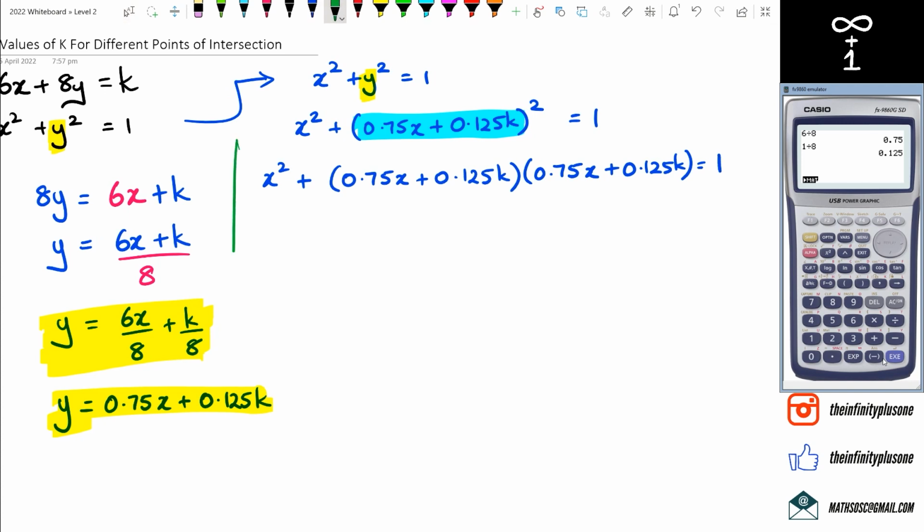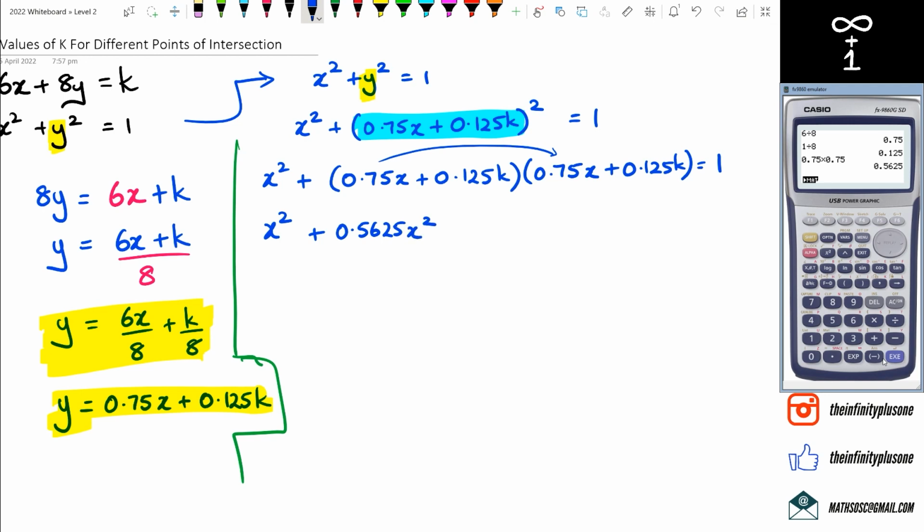So let's give ourselves a little bit of space here. What we've got here is x squared plus, now we've got 0.75 times 0.75, as the first lot that I'm going to be working out. 0.75 times 0.75, that's 0.5625, so 0.5625 x squared. Then I've got 0.75 times 0.125, that's giving me 0.09375, and then we've got x and k.